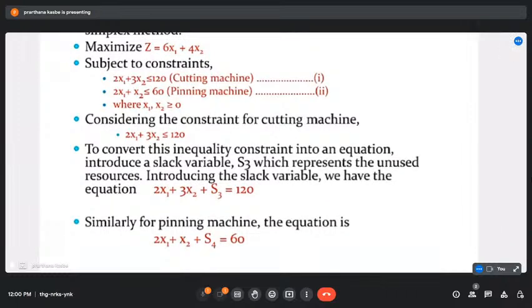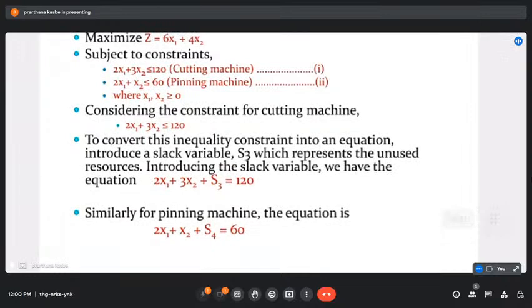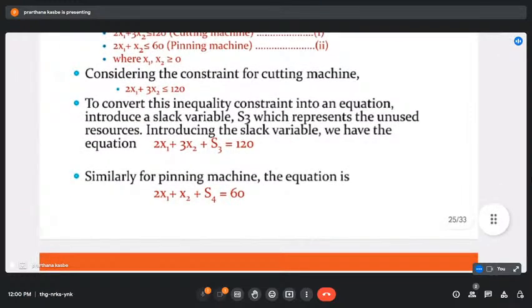Considering the constraint of the cutting machine, that is 2x1 + 3x2 ≤ 120. To convert this inequality constraint into an equation, introduce a slack variable S3, which represents the unused resources. Introducing the slack variable, we have the equation. म्हणजे ज्यावेळी आपण इंट्रोड्यूस करणार आहोत स्लॅक व्हेरिएबलचा S3 चा, त्यावेळी जे दिलेलं इक्वेशन आहे त्याच्यामध्ये फक्त आपण प्लस S3 करणार आहोत. That means we get 2x1 + 3x2 + S3 = 120.